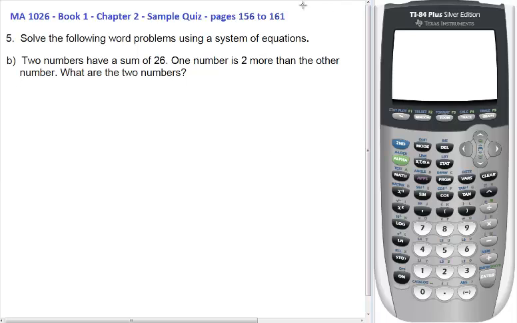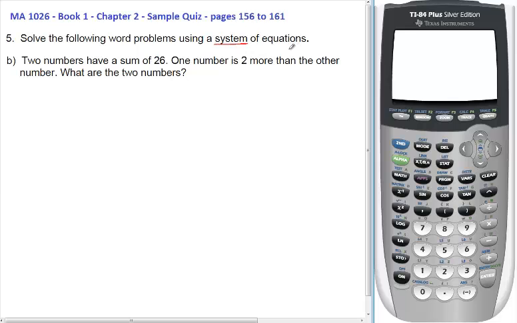Good day, students. Today we're going to look at the solution to the long answer question 5b, the last question, I think, in your Chapter 2 sample quiz found in Book 1 of your ma1026 booklets. And it's asking us to solve a word problem using a system of equations.